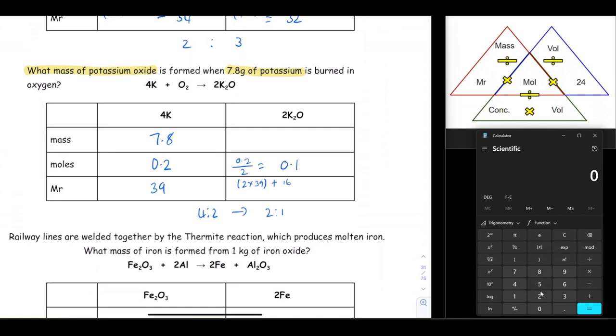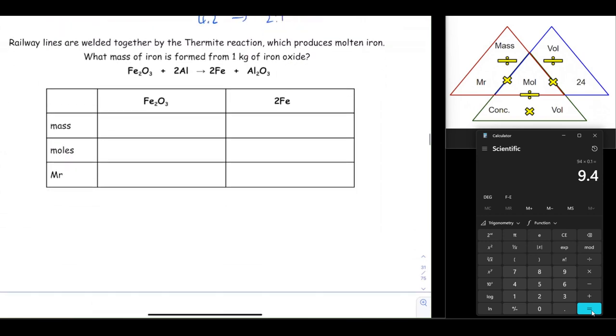Well, 2 times 39 gives me 78. Added to the 16 gives me 94. 94 times by 0.1 gives me 9.4. So what mass of potassium oxide is formed? 9.4 grams. Railway lines are welded together by a thermite reaction, which produces molten iron.